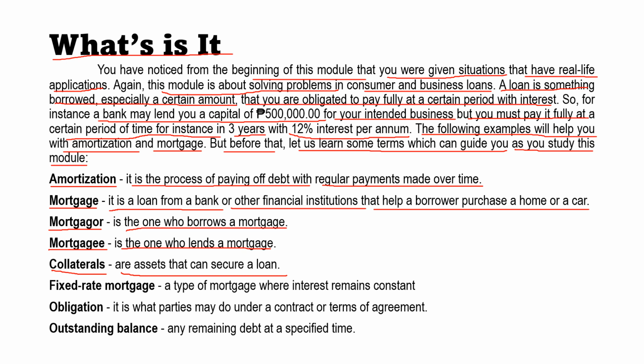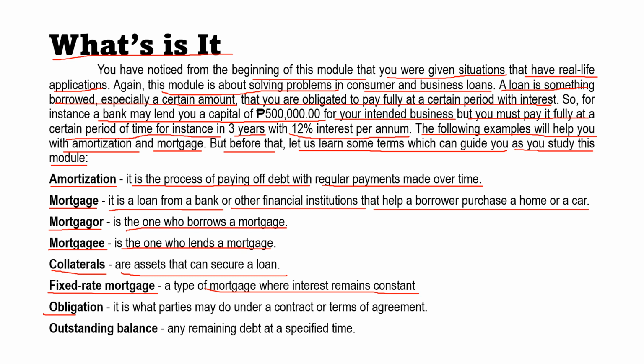Now, dealing with the fixed rate mortgage. It is a type of mortgage where interest remains constant. The term fixed rate mortgage refers to a home loan that has a fixed interest rate for the entire term of the loan. This means that the mortgage carries a constant interest rate from beginning to end. Fixed rate mortgages are popular products for consumers who want to know how much they will pay every month. So that will be your fixed rate mortgage.